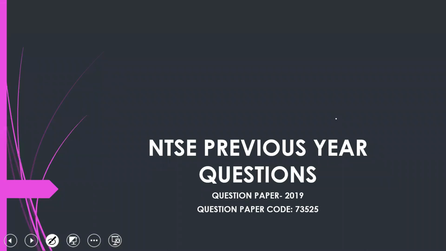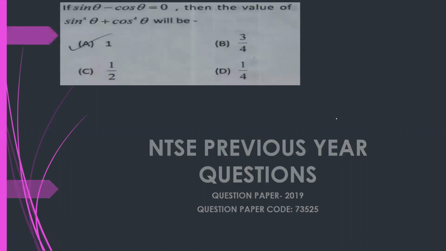My dear students, today we will be discussing questions from NTSE previous year question papers. The paper I am discussing today is from Uttarakhand region, question paper 2019, question paper code 73525. Let's start solving the problems.